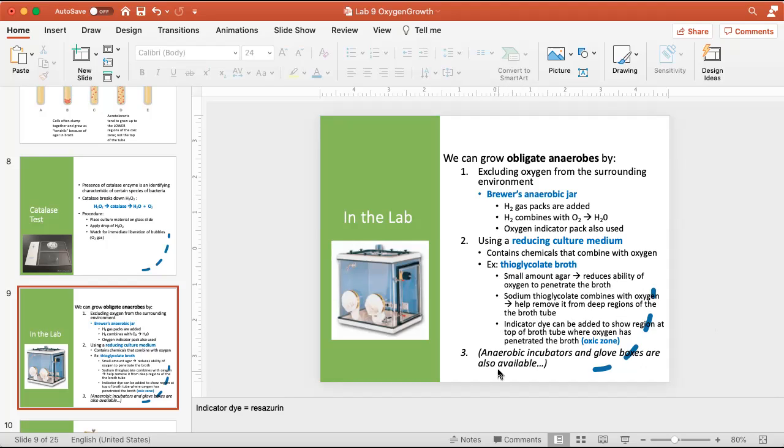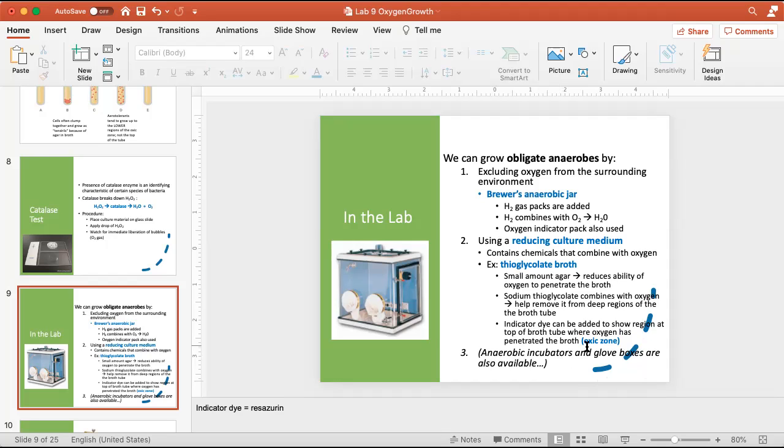Now, there's a third couple of things that I have at the bottom in parentheses because these are not common. Thioglycolate broth and the brewer's jar are very, very commonly encountered in microbiology labs. But if you happen to be a lab that works with anaerobes a lot, and those are usually research labs, you can buy an anaerobic incubator. So it's an incubator that seals and then has the ability to pump the oxygen out. Those are very expensive, as you might imagine.